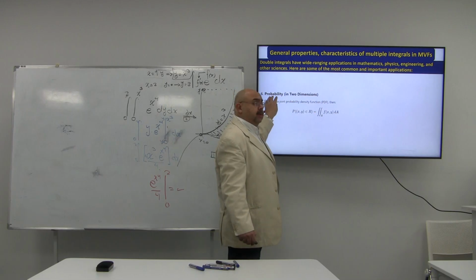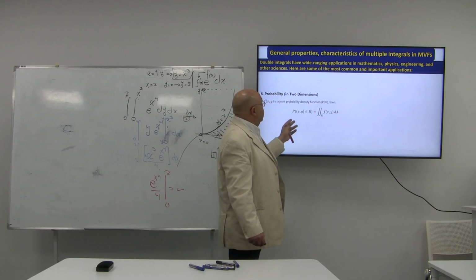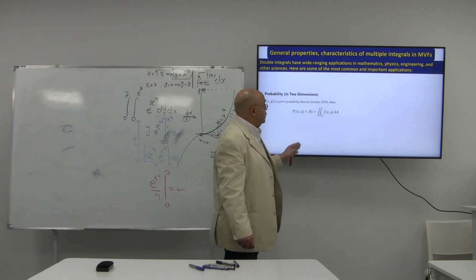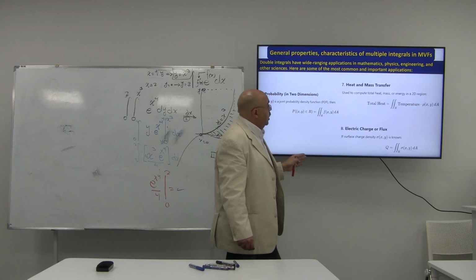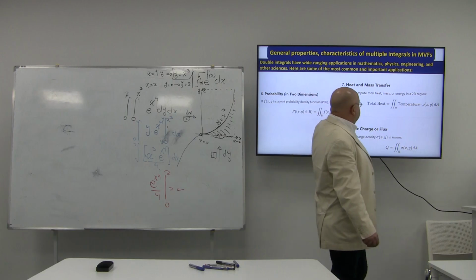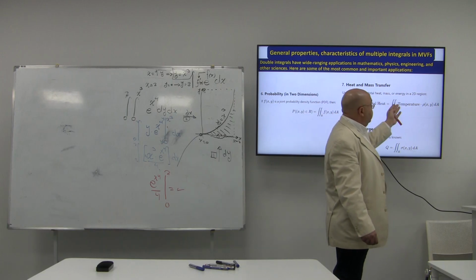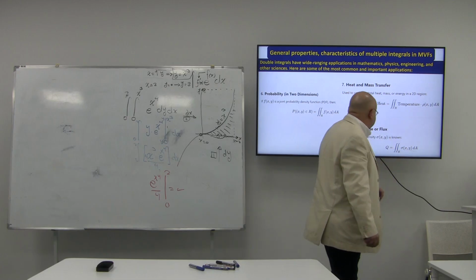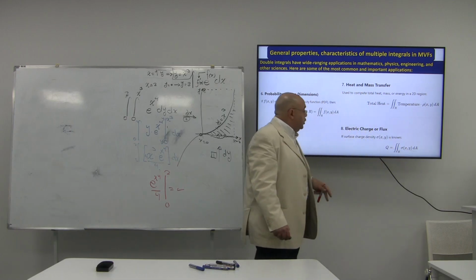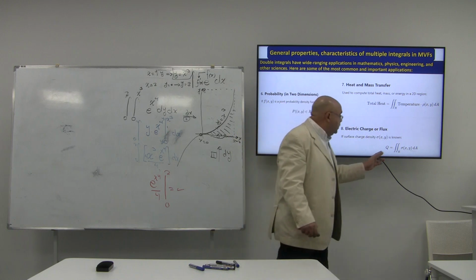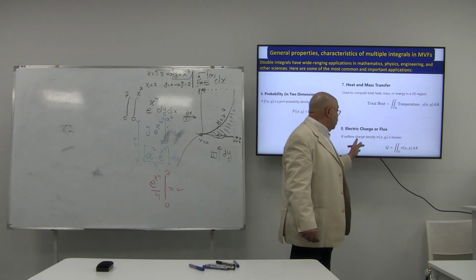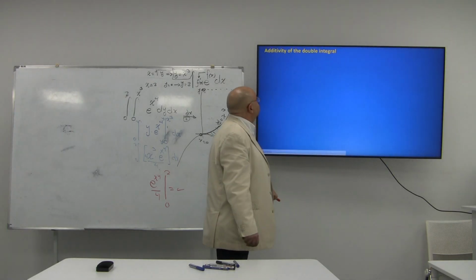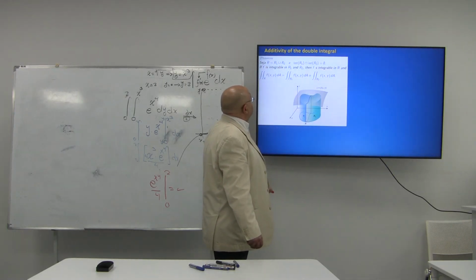If you want to use it in probability, then you will be able to evaluate the probability of a region by just direct substitution in the density. This is the mass, the heat, and the mass transfer: temperature times rho of x, y, integrated through your double integration area. And this is for the electric charge, just integrating sigma, the charge intensity, and you will have your flux.